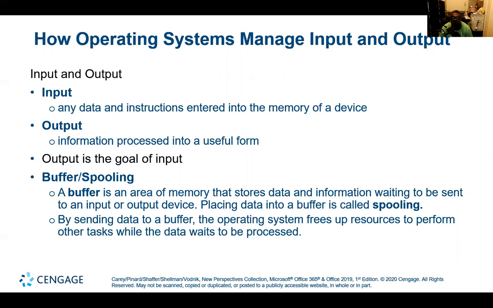So there's a buffer and spooling. A buffer is an area of memory that stores data and information waiting to be sent to the input or the output device. Placing data in the buffer is called spooling. You'll often see this compared to when it's going for a print. It'll actually spool the information over to the printer because typically printers don't have real large memory. So it has to be done in sections so that the printer doesn't become overwhelmed. By sending data to a buffer, the operating system frees up resources to perform other tasks while the data waits to be processed.